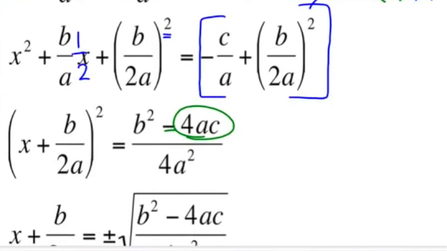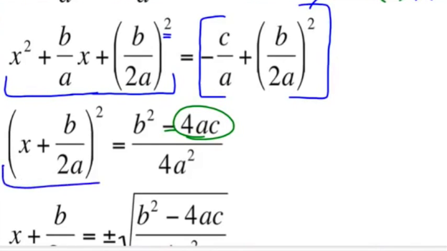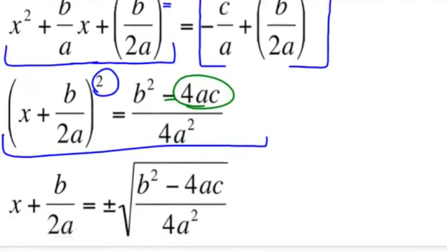Alright, so now that I've successfully combined the right-hand side, let's take a look at the left-hand side. The left-hand side now is a perfect square trinomial of x squared plus b over a x plus the square of b over 2a, which just simplifies in terms of perfect square trinomial to x plus b over 2a, squared. So now I'm at this next stage over here. What I need to do is get rid of the parentheses. So you know what that means. I need to take the square root of both sides.